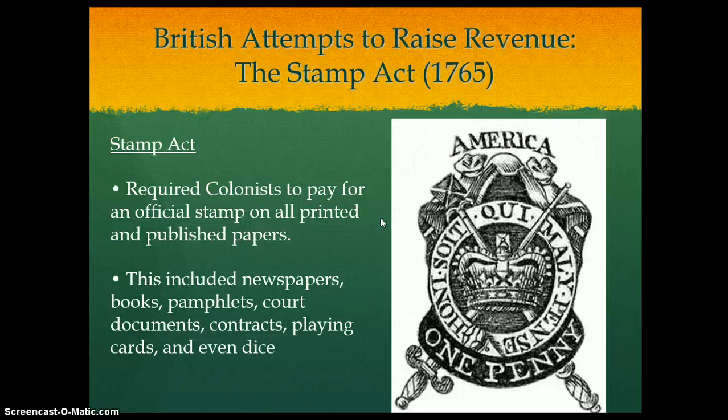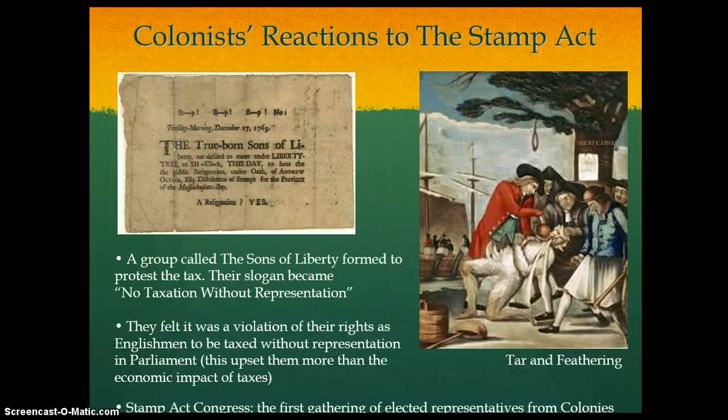So this included newspapers, books, handouts like pamphlets, any court documents, legal or business contracts, playing cards, even down to dice. So understandably, again, after 100 years of not having a lot of restriction, all of a sudden something like the Stamp Act is going to create a lot of opposition in the colonies and a lot of anger. So their reactions to the Stamp Act were very different than those of the Sugar Act. So a group of colonists called the Sons of Liberty actually united to protest the tax, like physically. And their slogan became "No taxation without representation."